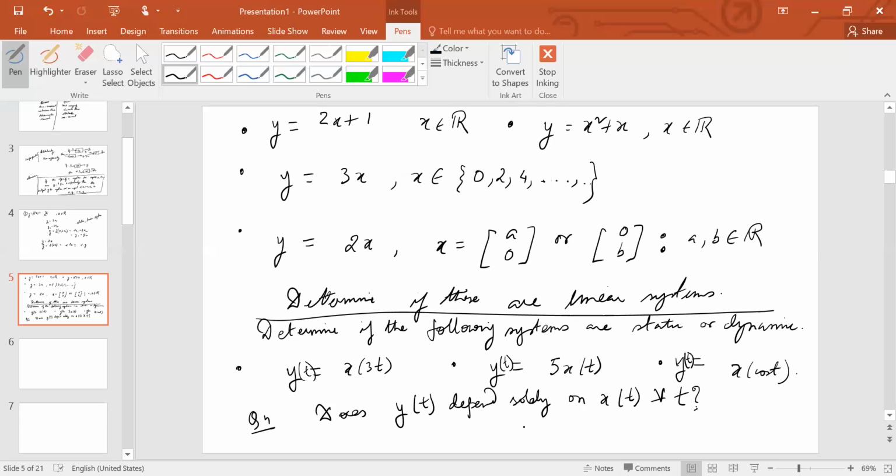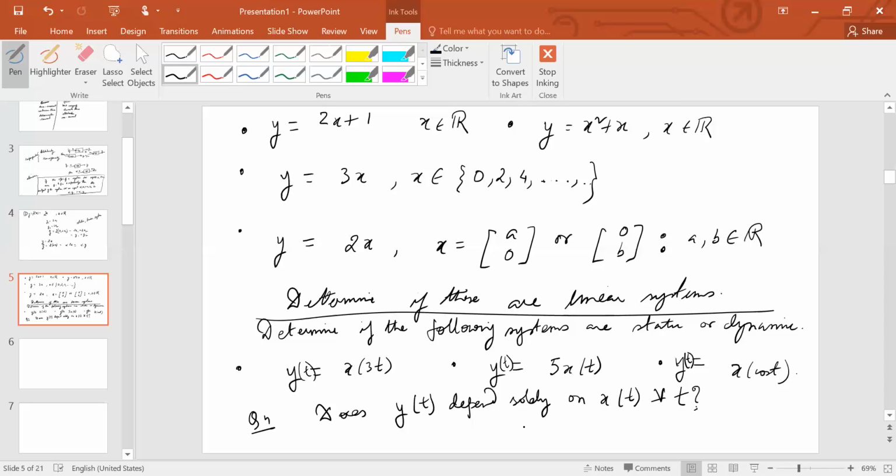If you find any one value of t such that the value of y at that t depends on the value of x at some other t, let me put that precisely: if the value of y at some t depends on the value or values of x at some other t, which could be in the past, which could be in the future, but not just the present value, then if you manage to find at least one such t, there is no way that the system is static.